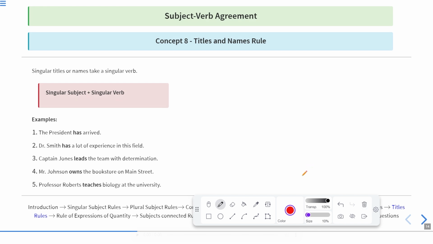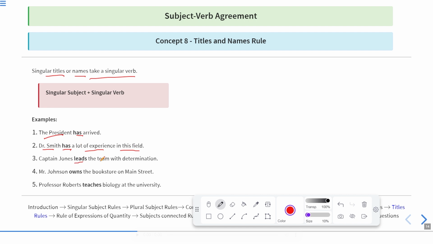Concept number 8, titles and names rule. Singular titles or names take a singular form of verb, because we know very well that if the subject is singular, we should use a singular form of verb with it. The president has arrived. Now the president is the singular subject, so we have used has arrived. Dr. Smith has a lot of experience in this field. So Dr. Smith is one person. That is why we have used has, because this is the singular subject with a singular verb.